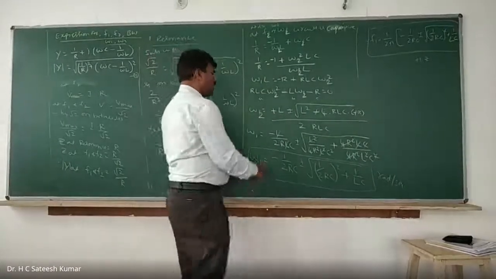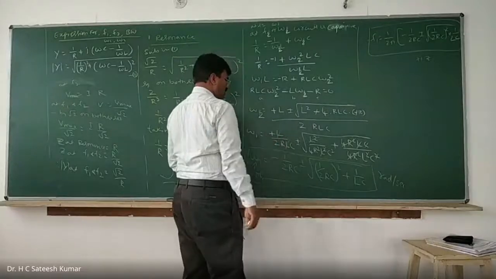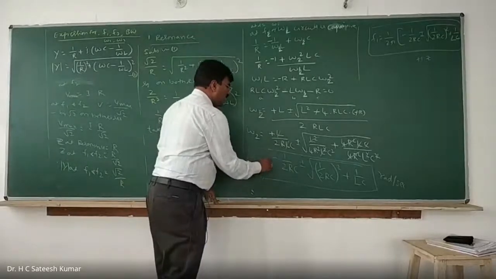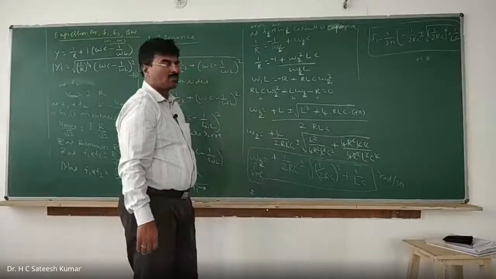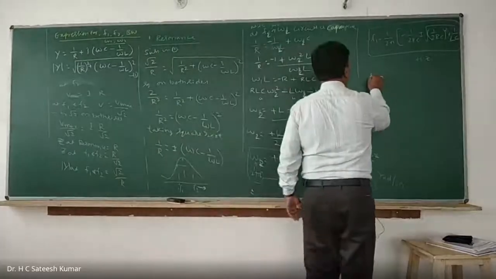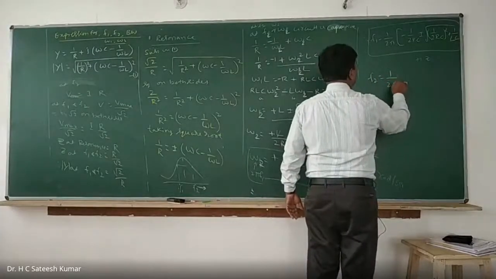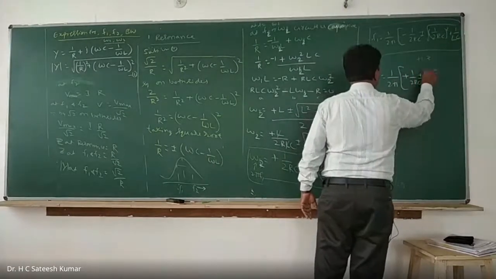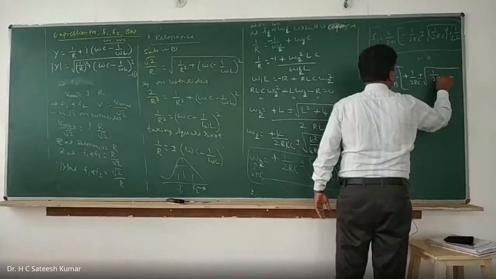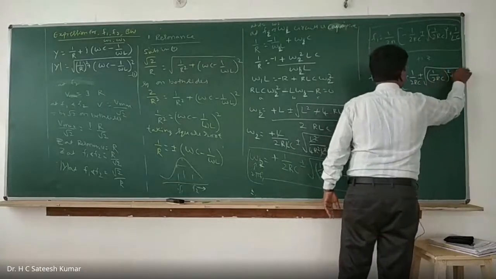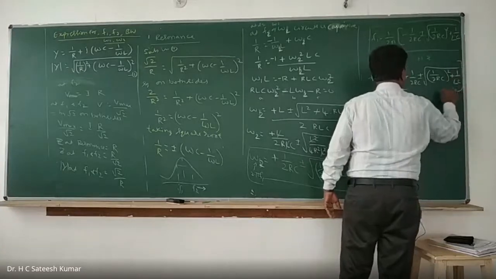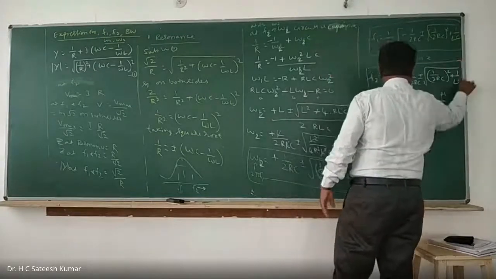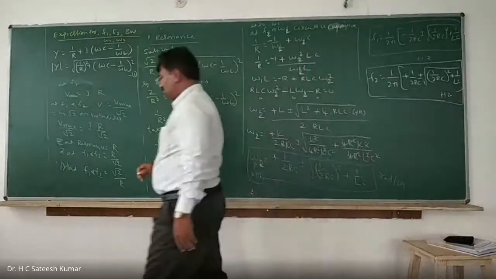So what will happen? Rest all will remain the same. This will become plus, and this will become omega 2, and this will become plus. The rest will remain same. So therefore, f2 is equal to 1 over 2 pi into plus 1 by 2RC plus or minus square root of 1 by 2RC whole square plus 1 by LC. Hertz you will get it. So that is the upper cutoff frequency for the parallel resonant circuit.